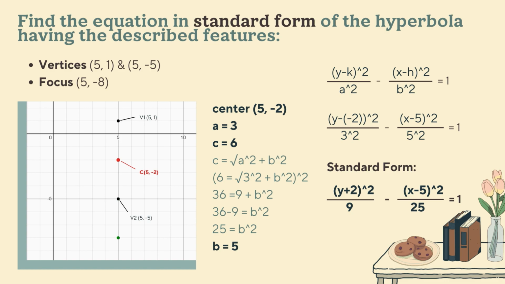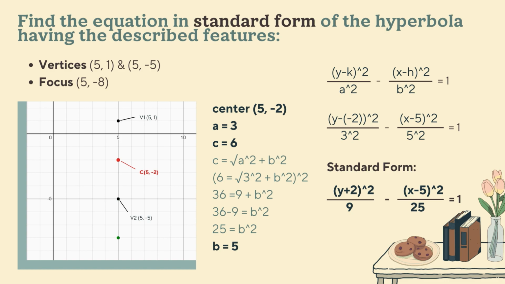And then we're going to square root our 25. So we have b is equal to 5. So we have here our standard form: the quantity of y minus k squared over a squared minus the quantity of x minus h squared over b squared is equal to 1. Let's substitute the values. We have k is equal to negative 2, h is 5, and for our a, which is 3, and for our b is 5.